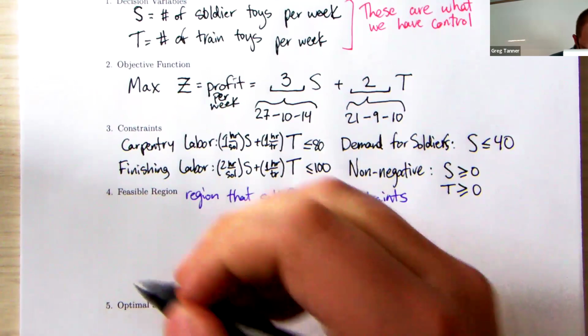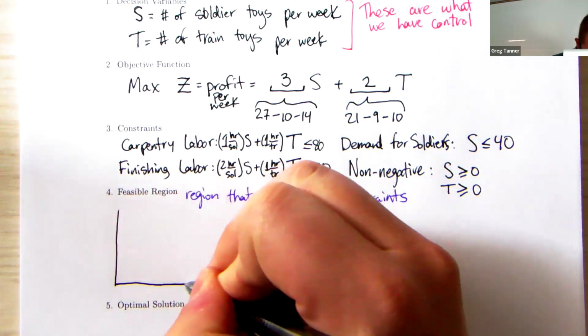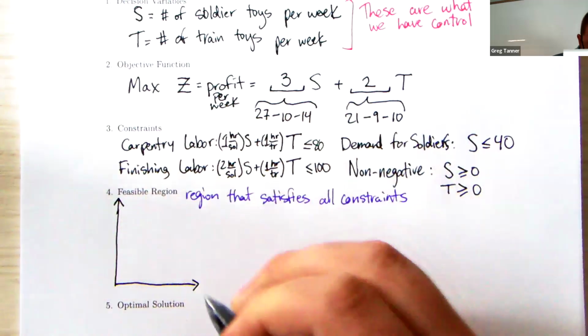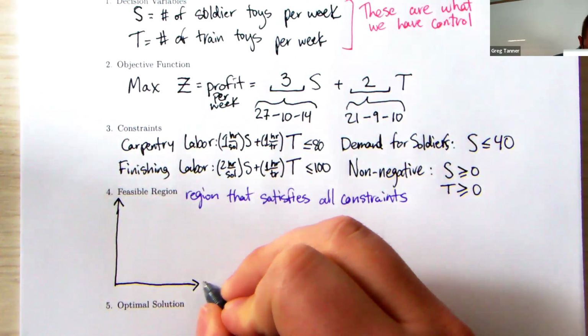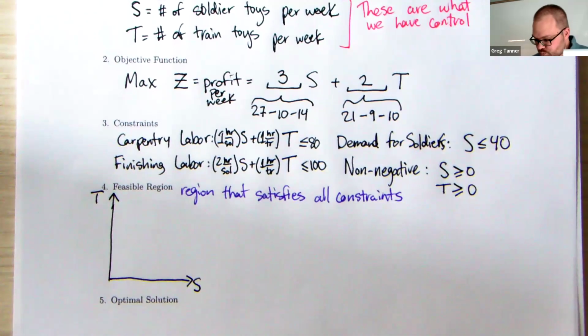So I'm going to go ahead and draw a set of axes here. I'll draw these pretty small, but I'll label the horizontal axis as S, the vertical axis as T. Later on in just a second, I'll show you how to use technology to draw these graphs. If you're not great at drawing graphs, don't worry. I'll show you how to graph some of these using technology in just a bit.